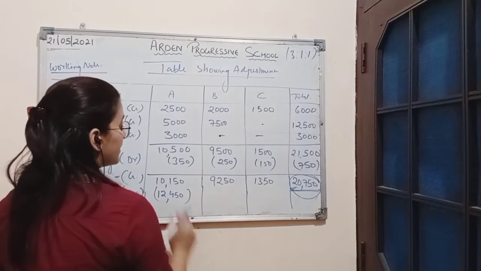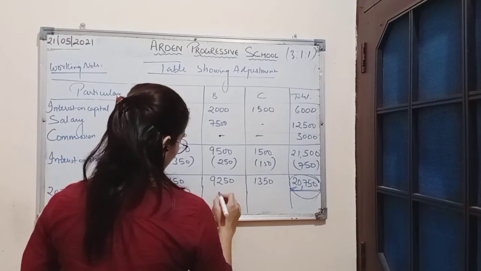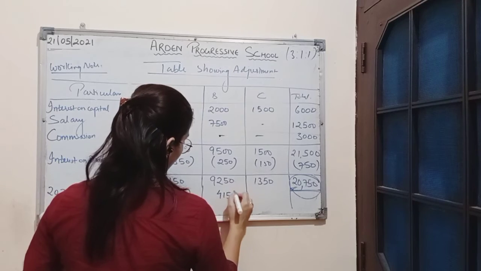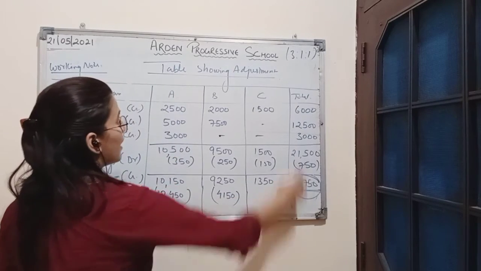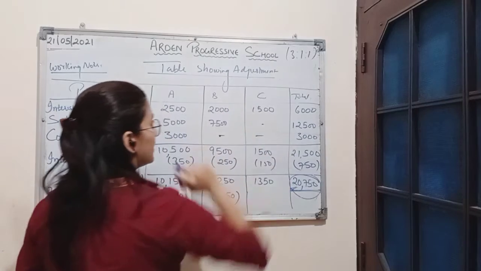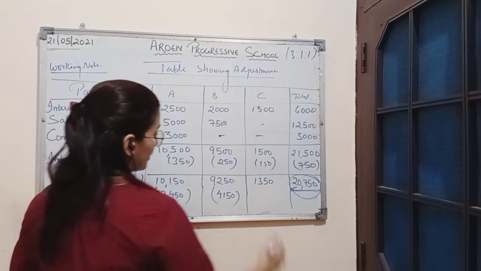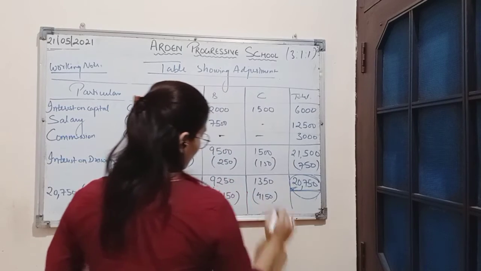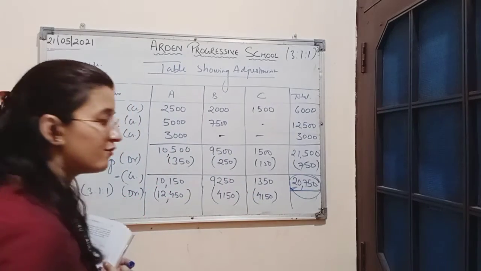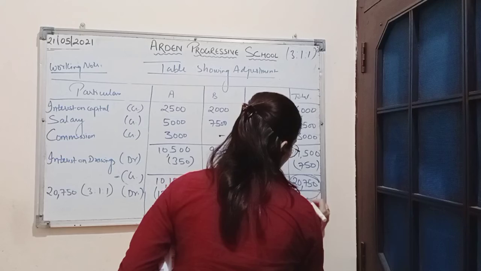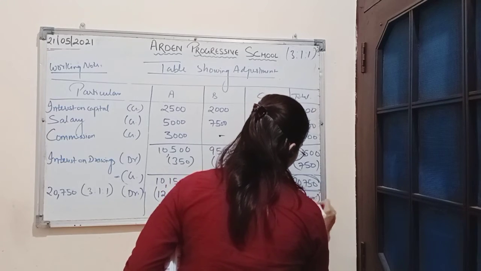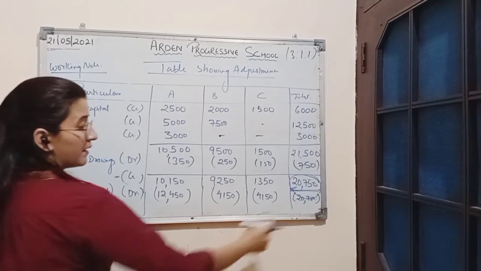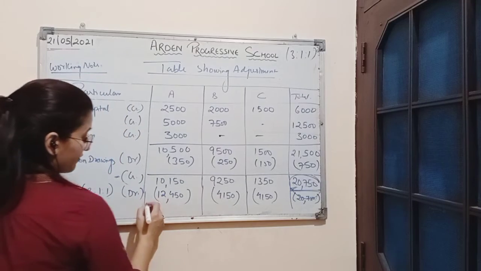Next, B's share will be 4,150. As B and C are equally sharing the ratio, the amount of C will also be 4,150, as this is a distribution of the value 20,750. So here also the value will be the same, but it will be negative.